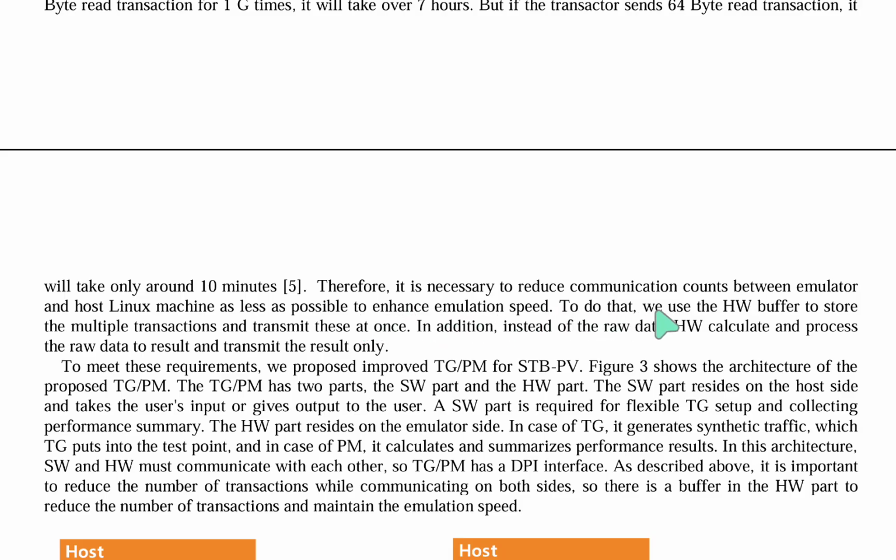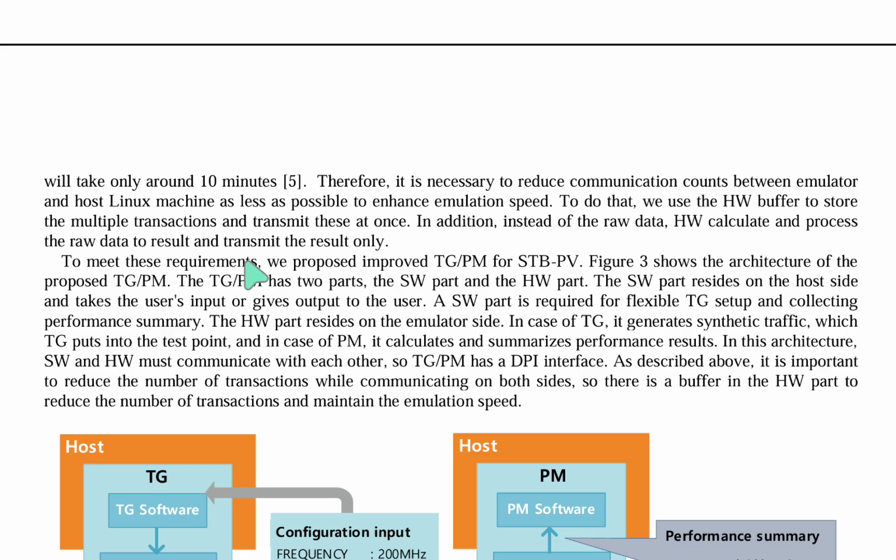To do that, we use a hardware buffer to store multiple transactions and transmit them at once. In addition, instead of the raw data, the hardware processes the raw data into a ledger and transmits the ledger only. To meet this requirement, we propose to improve the TGPM for STB-PB.